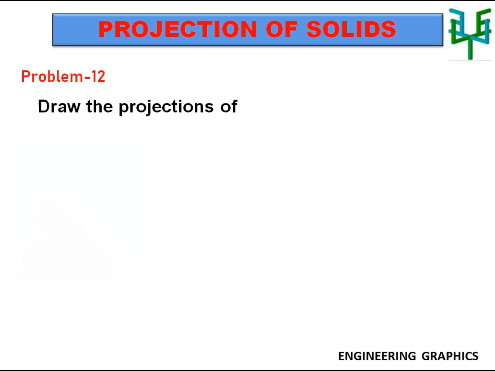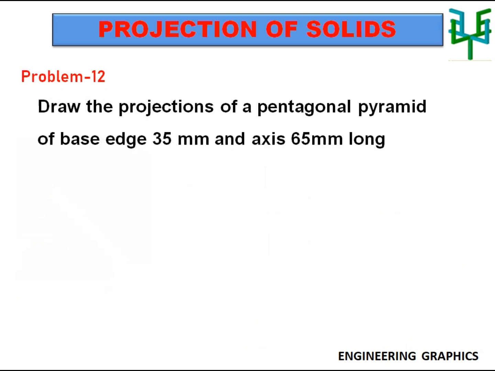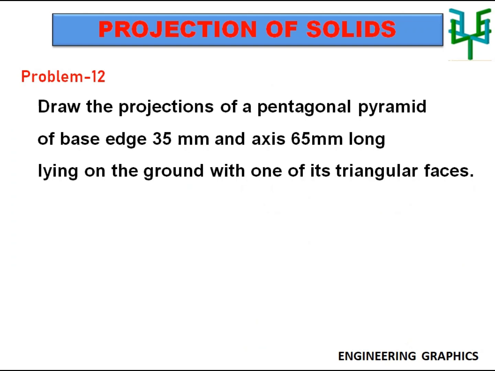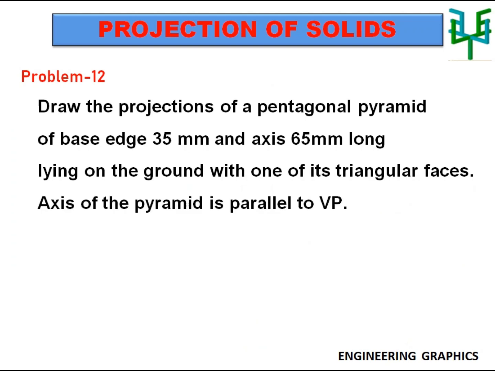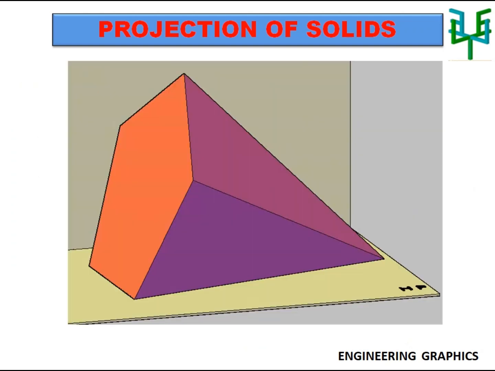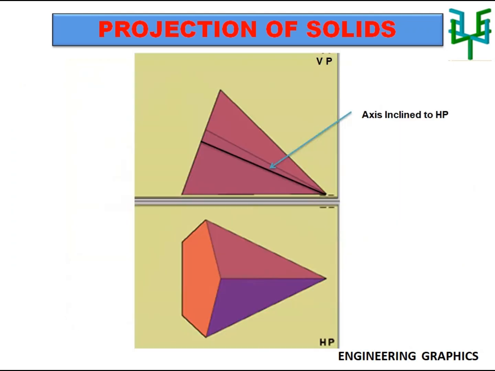Draw the projections of a pentagonal pyramid of base edge 35 mm and axis 65 mm long, lying on the ground with one of its triangular faces. Axis of the pyramid is parallel to VP. In this case, since the pyramid is lying on the ground with its triangular face, the axis is inclined to HP. Further, the axis is parallel to VP also.